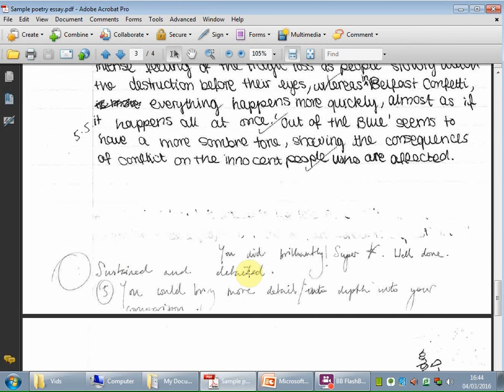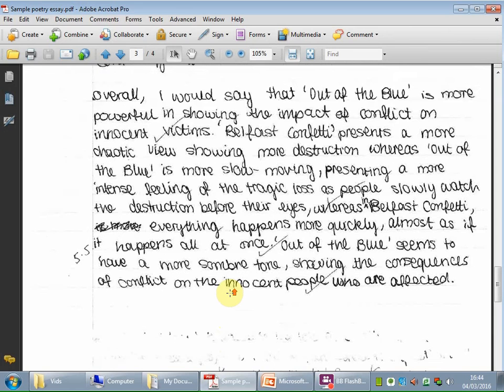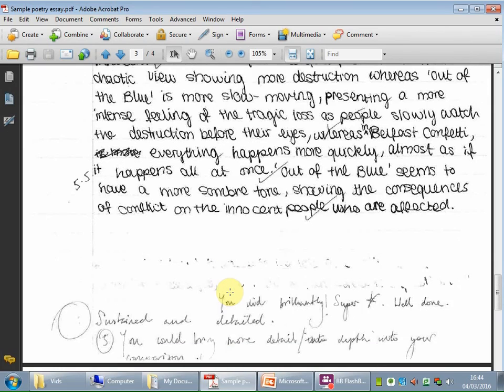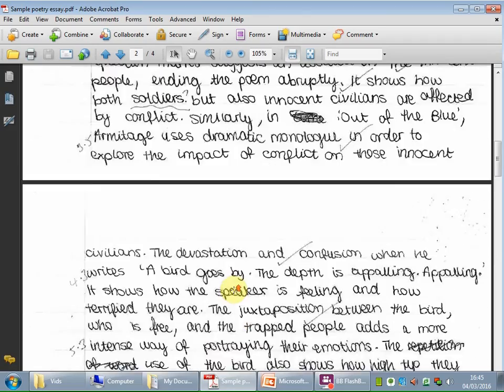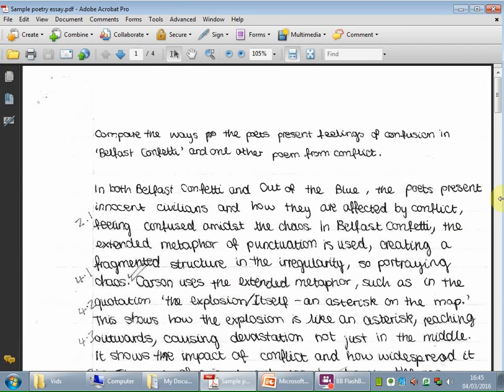It's sustained, it's detailed. They've been advised to bring a bit more detail and depth into the comparison, maybe try and find a bit more to say about the comparison. I would also add, good to stick to the question, stick to the idea of confusion. But on the whole, that's a very strong essay.